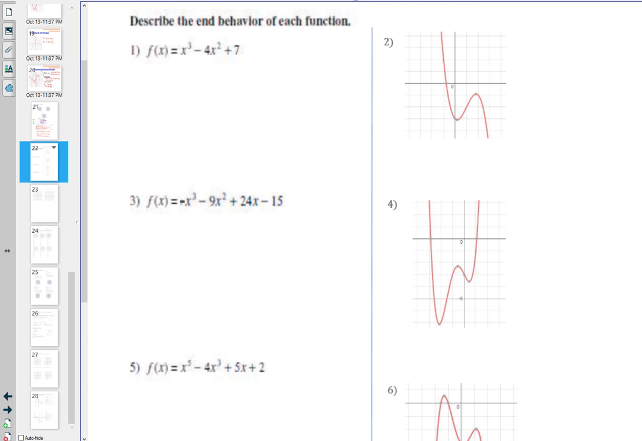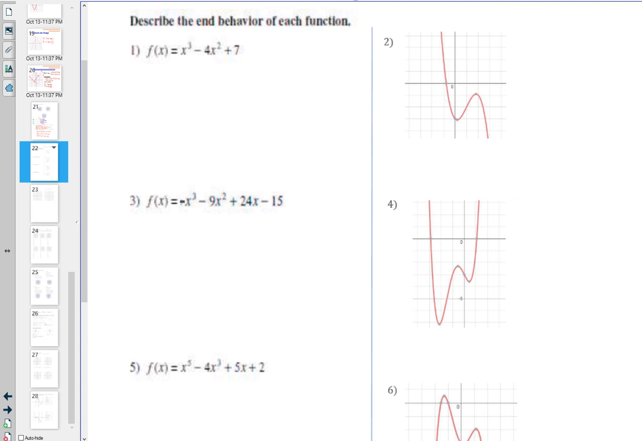Alright, describe the end behavior of each function. So some of these are graphs and some of these are functions. This is kind of getting to the review portion already of the packet. I did look at the quiz for Friday. You need to know arrow notation, so let's just do it in arrow notation. We could verbally say like up and up, down and up, but let's write it in arrow notation.